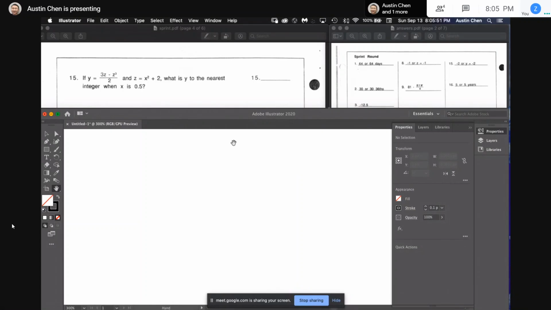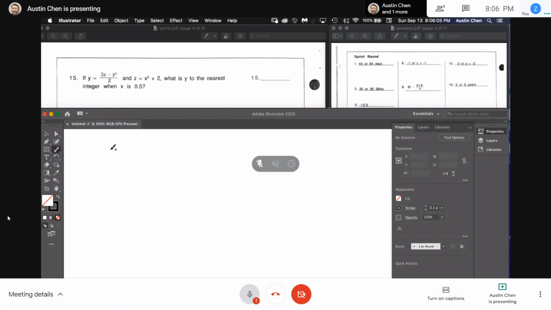So we're doing 1990 state sprint problems. We're on number 15. If y equals (3z minus z cubed) over 2 and z equals x squared plus 2, what is y to the nearest integer when x is 0.5?